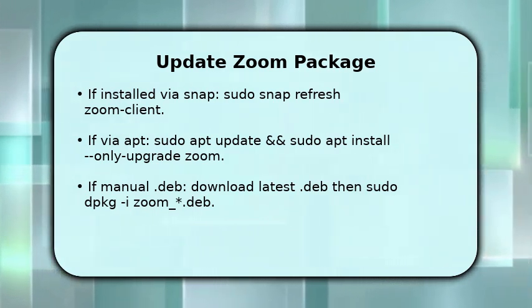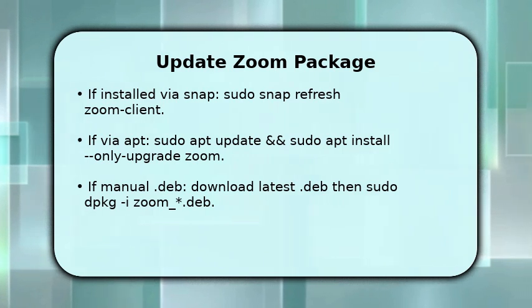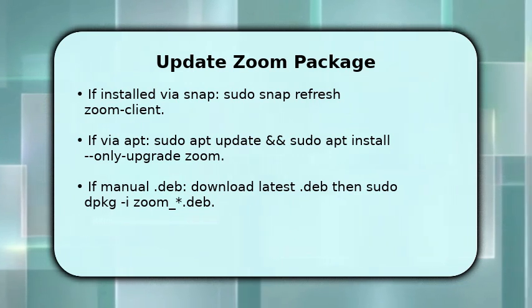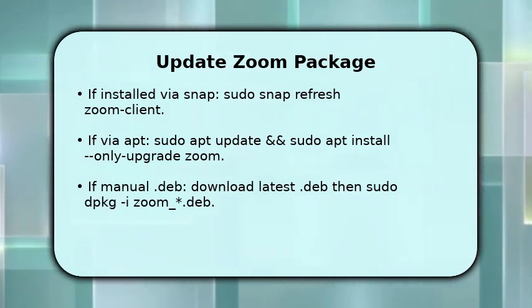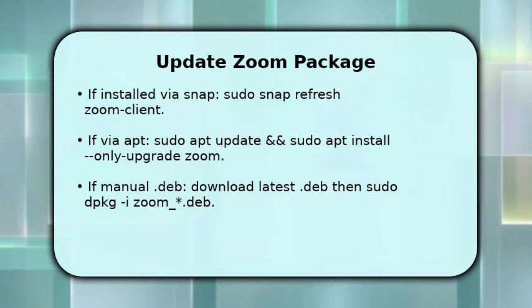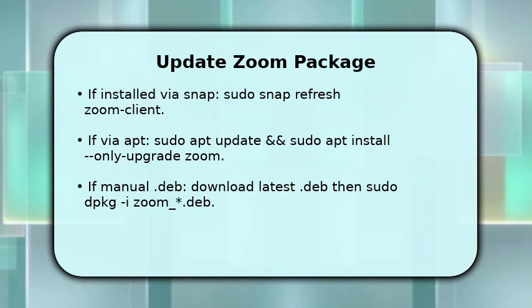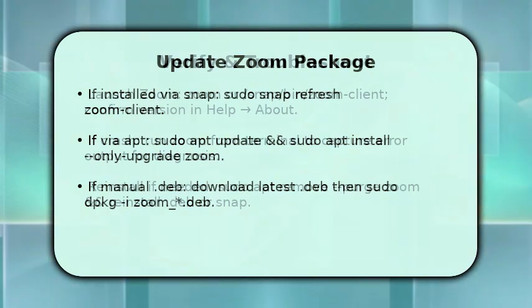For a manual .deb install, download the newest package from Zoom and install with sudo dpkg -i zoom*.deb, then fix deps with sudo apt -f install. Finish by launching Zoom and confirming the updated version through Help > About so you know the update applied.